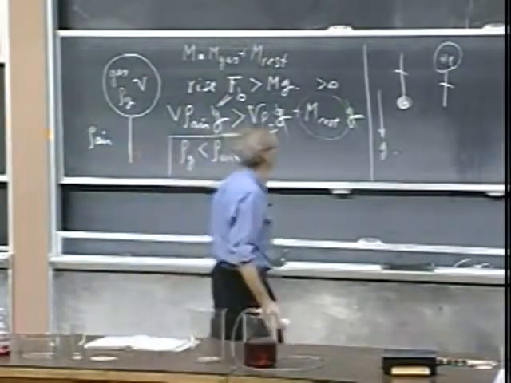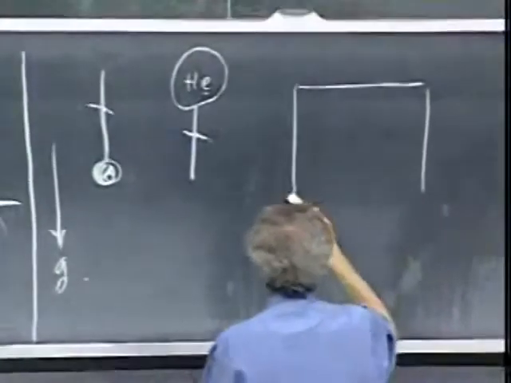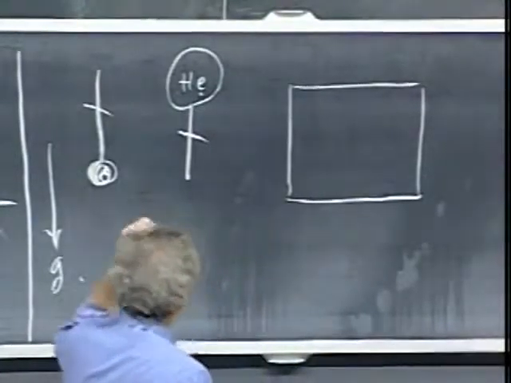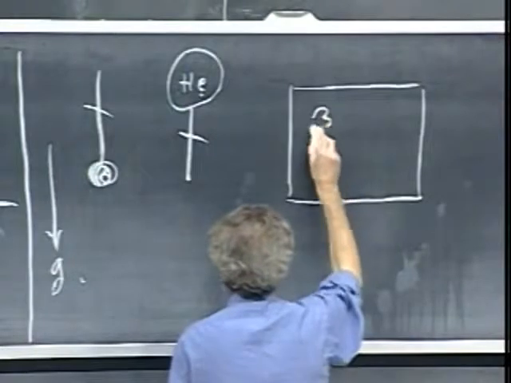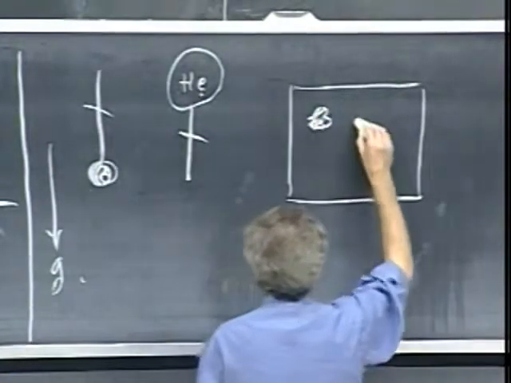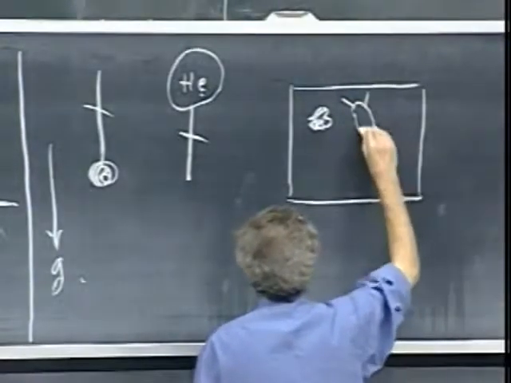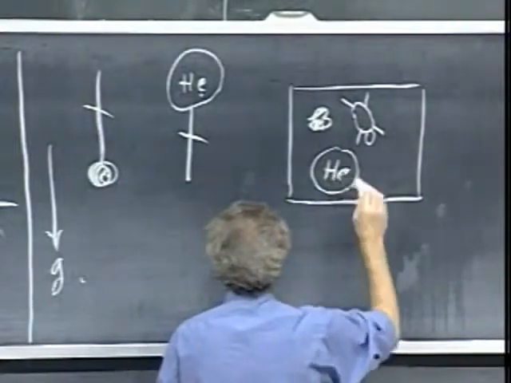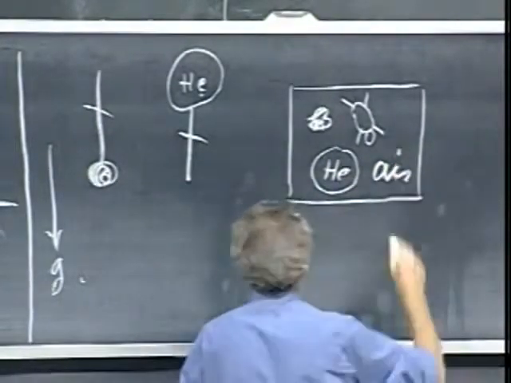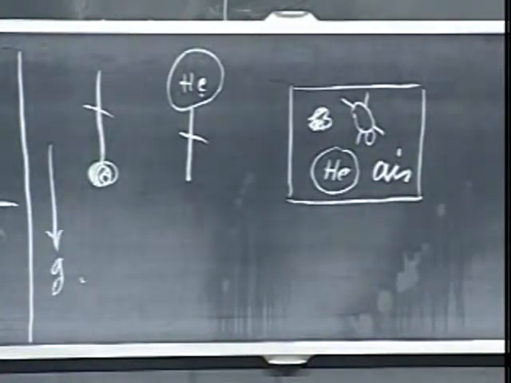Now we go in outer space. Here is a compartment, and here's an apple. I'm here as well. None of us have weight. There's no gravity. And here is a helium-filled object, a balloon. And there's air inside. We're in outer space, there's no gravity. Nothing has any weight. We're all floating.